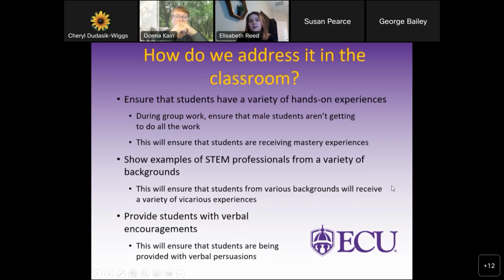And then lastly, provide students with verbal encouragements. So not only is this going to help their confidence, but it's also going to open that door of communication between teacher and student. So if a student is having problems in the class, they'll feel more comfortable coming to the teacher and addressing those needs.